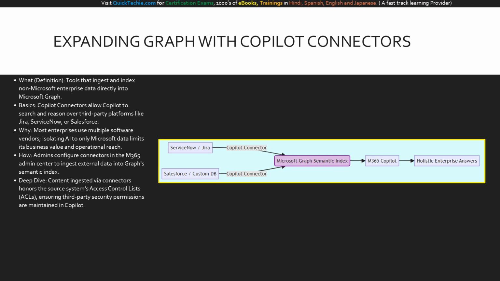What happens if your most critical business data lives outside of Microsoft? Slide 5 introduces a game changer, Copilot connectors. What are they? Copilot connectors are specialized tools designed to ingest and index non-Microsoft enterprise data directly into Microsoft Graph. The basics are highly practical. These connectors allow your Microsoft 365 Copilot to seamlessly search and reason over third-party platforms like Jira, ServiceNow, Salesforce, or Google Drive.